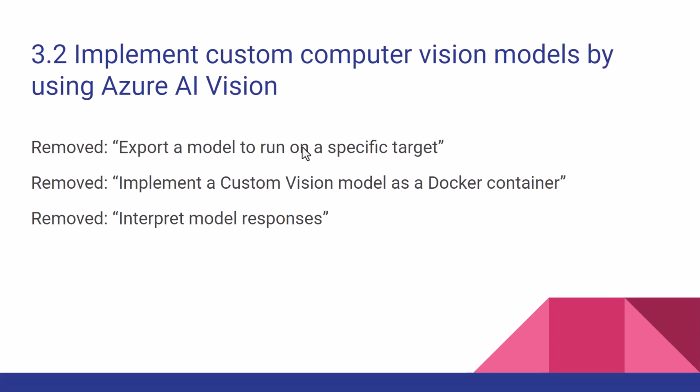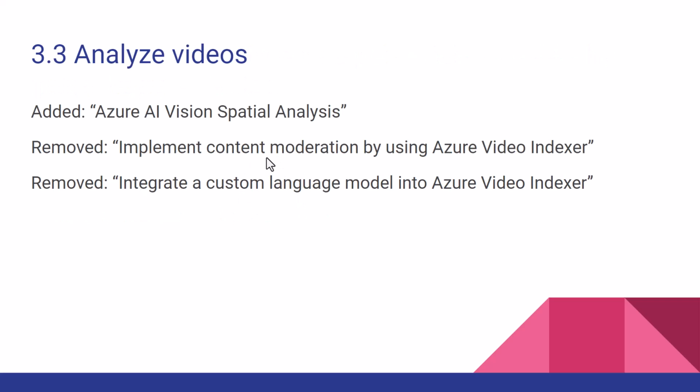They've also removed exporting a model, implementing a custom version in a Docker container, and interpreting model responses. So the section has been trimmed a little bit. What they've added is AI vision spatial analysis, and they've removed, again, content moderation using Video Indexer and custom languages using Video Indexer.